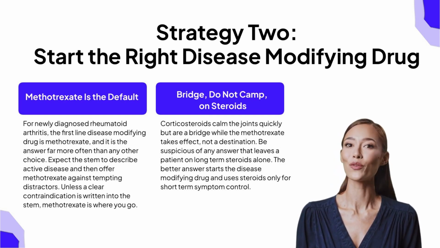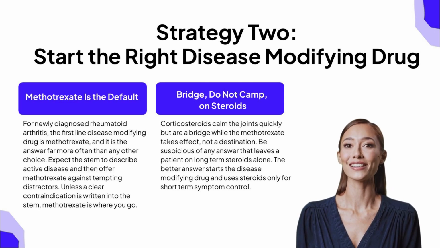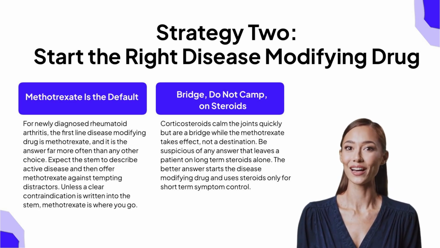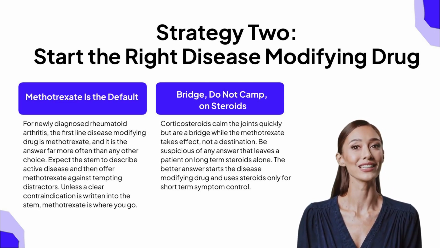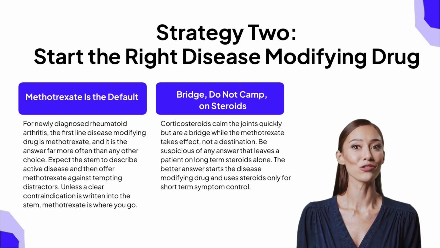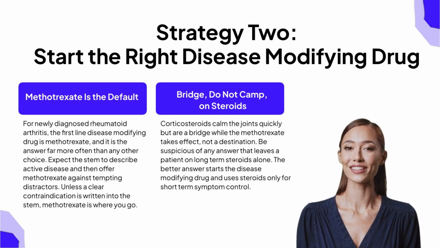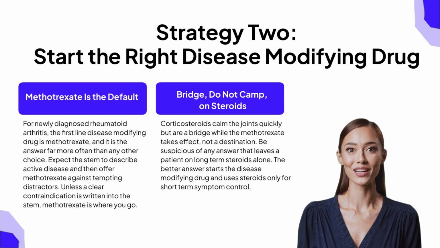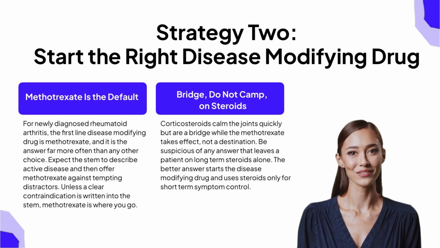The single most important fact here is that methotrexate is the default first-line drug for newly diagnosed rheumatoid arthritis, and it is the correct answer far more often than any other choice. Expect the stem to describe active disease, and then line methotrexate up against tempting distractors. Unless a clear contraindication is written into the stem, such as pregnancy or significant liver disease, methotrexate is where you go.